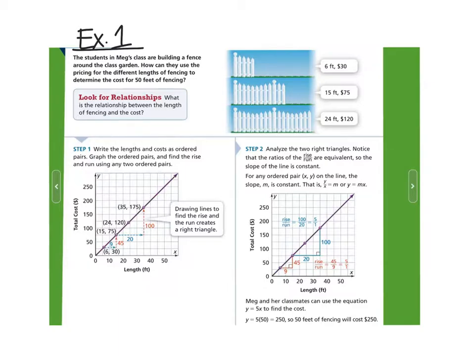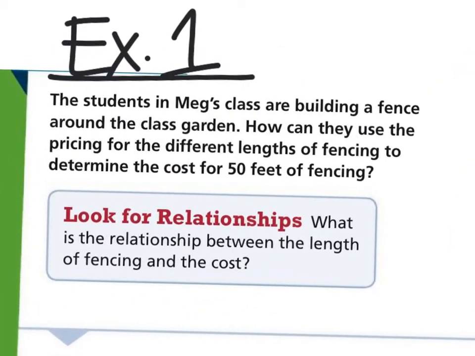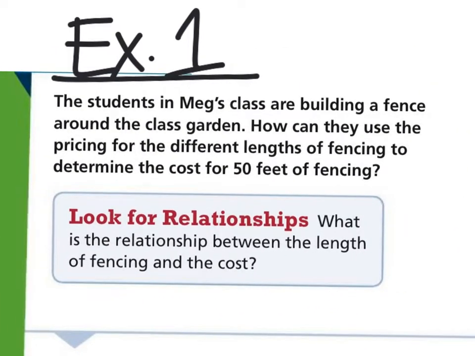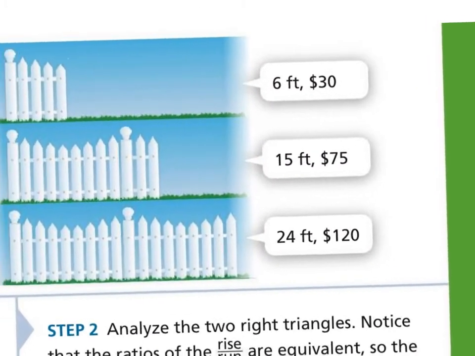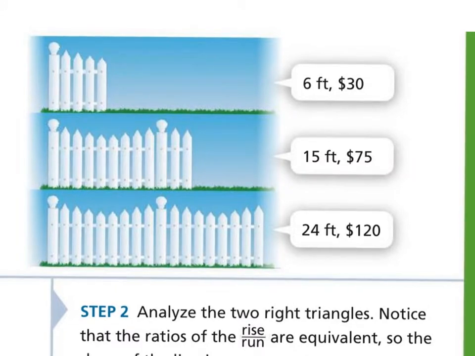So example 1: the students in Meg's class are building a fence around the class garden. How can they use the pricing for the different lengths of fencing to determine the cost for 50 feet of fencing? They've given us three amounts here. One of those is not 50 feet, so we can't just look at the picture and say, oh, 50 feet, it's this much. We actually have to figure something out here.